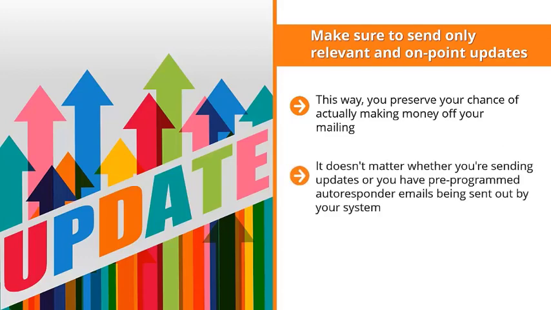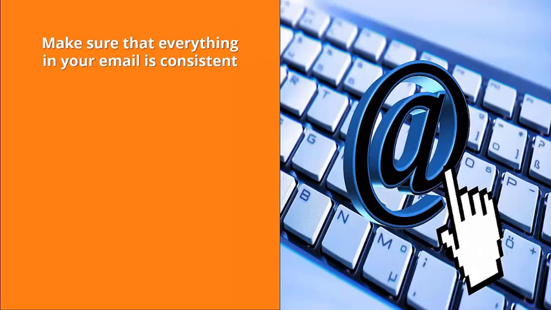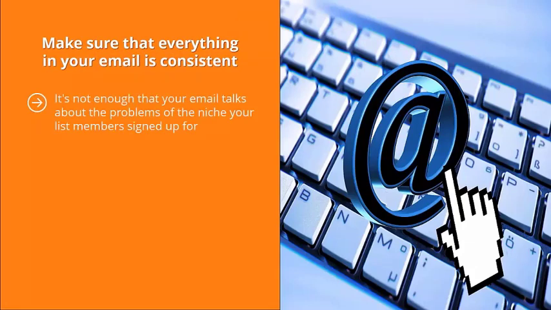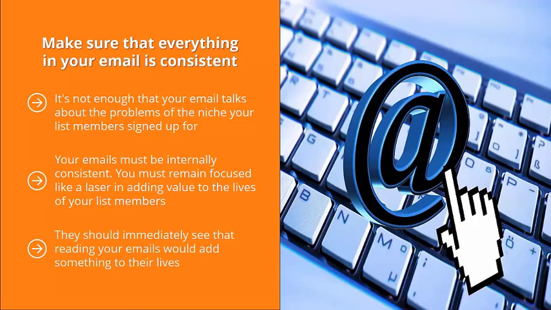It doesn't matter whether you're sending updates or you have pre-programmed autoresponder emails being sent out by your system. Your stuff has to be relevant. Otherwise, your list members would start ignoring your updates. Make sure that everything in your email is consistent. It's not enough that your email talks about the problems of the niche your list members signed up for. Your emails must be internally consistent. You must remain focused like a laser on adding value to the lives of your list members. They should immediately see that reading your emails would add something to their lives.